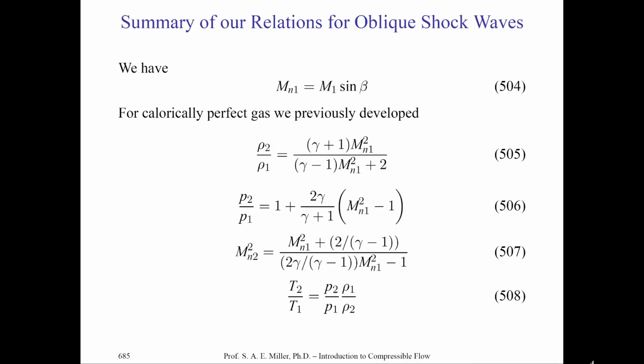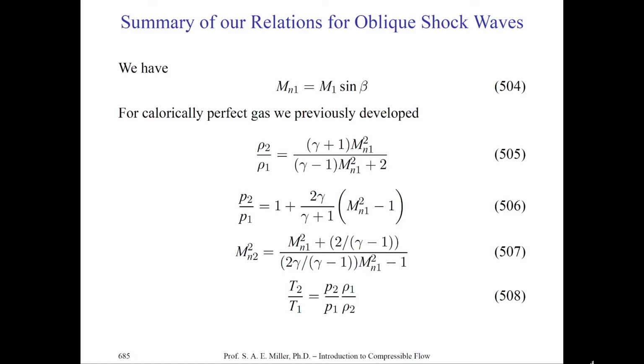For a calorically perfect gas, which we assumed, and I showed you where we assumed it in the solution process for developing the equations, we can find the following properties with substitution for M1 into Mn1. For thermodynamic values, in 505 we have a density increase: rho 2 over rho 1, the ratio of static densities across the shock, goes as gamma plus 1 times Mn1 squared all over gamma minus 1 times Mn1 squared plus 2. In 506, we have the static pressure rise across the shock: 1 plus 2 gamma over gamma plus 1 times Mn1 squared minus 1.